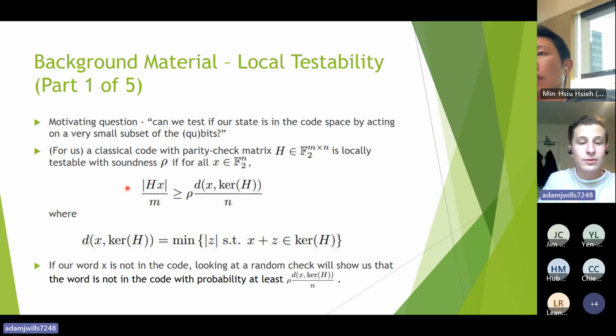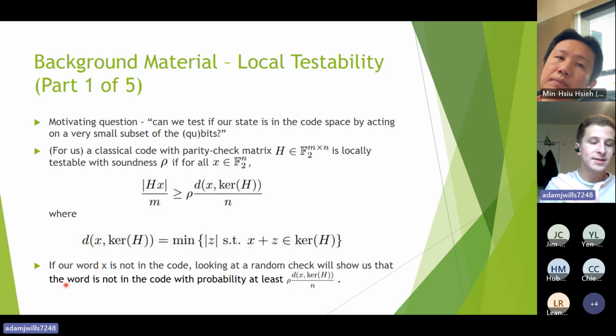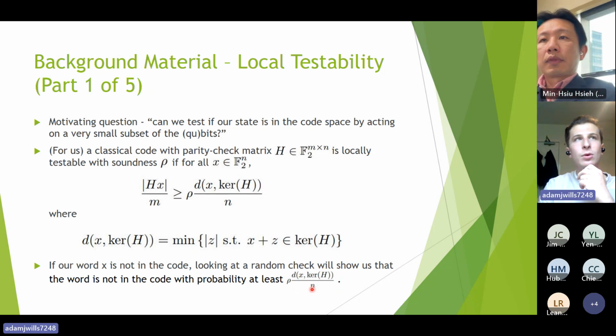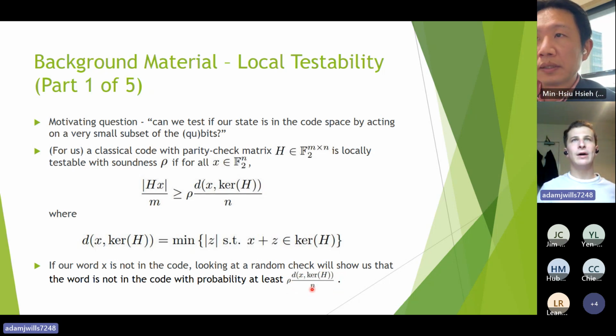And if you do that, if you take a randomly chosen check, it will be violated exactly with this probability, because the number of violated checks is the Hamming weight of Hx, and the number of checks is m. And so what we're saying is that looking at a random check will show us that our word x is not in the code with probability at least the soundness times the relative distance of the word from the code. So we're starting to see a little bit more how this works.